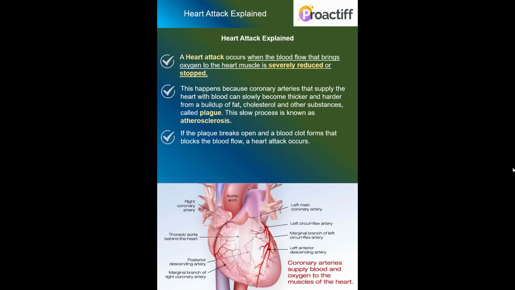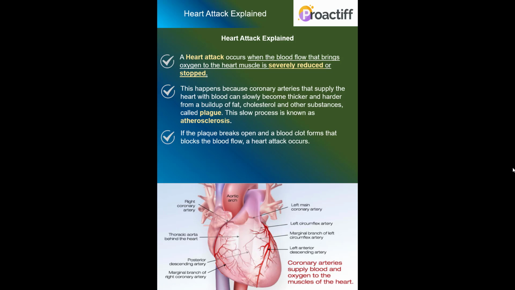The coronary arteries that supply the heart with blood slow down as the arteries become thicker and harder due to a buildup of plaque, basically fat and cholesterol, and of course other substances contributing. This slow process is defined as atherosclerosis, and this forms the foundational element.